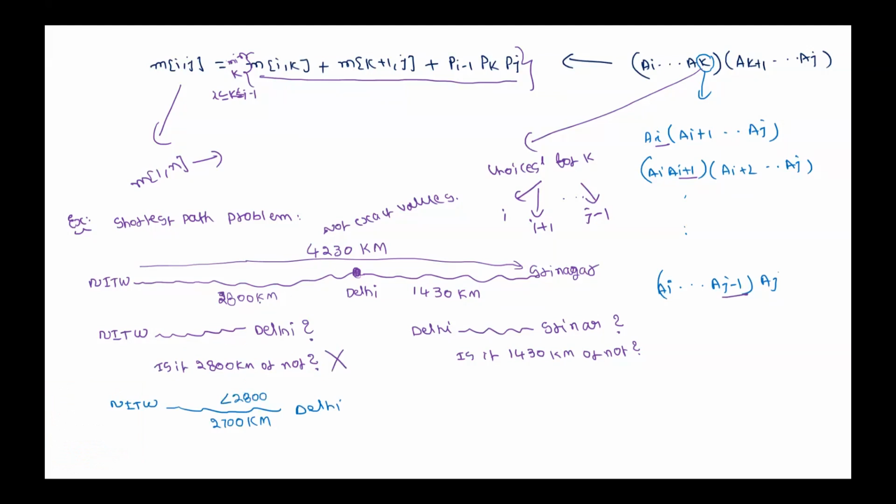So what I do is, from NITW to Delhi, instead of taking this route, I'll take this route. After that, Delhi to Srinagar, the same route I take. Then what is the total distance from NITW to Srinagar in this case? 4130. Is that correct?